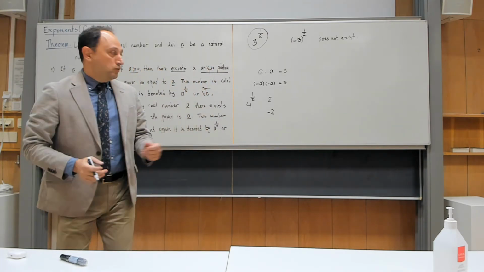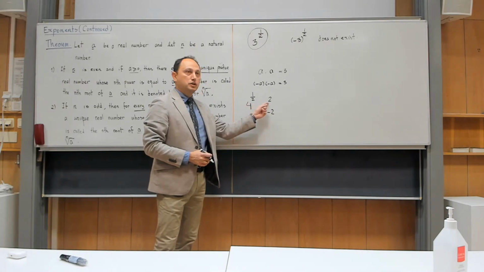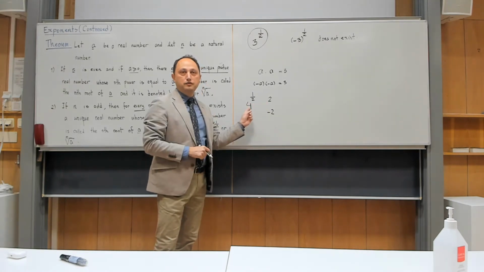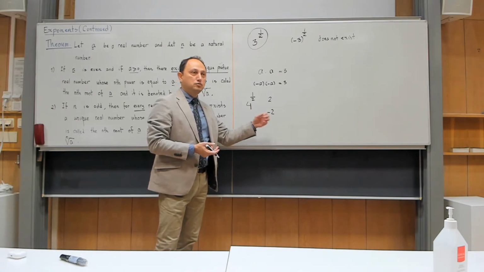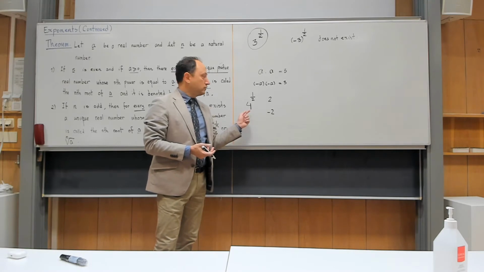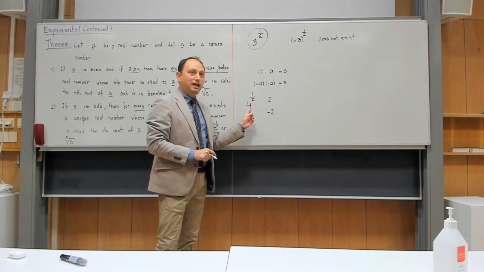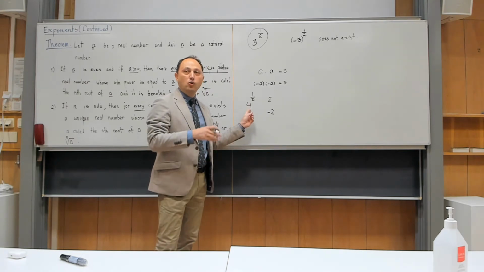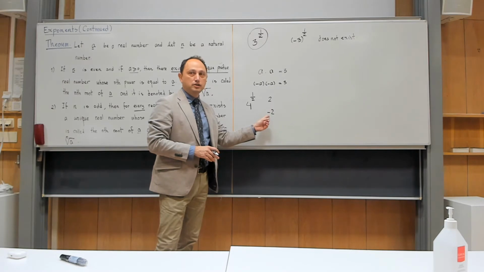Do you see? Why is this 2? Why is the answer to this 2? Because 2 multiplied by itself is 4. But minus 2 has the same property. Minus 2 multiplied by minus 2 is again 4. Why do we say the answer is 2? If you put this in the calculator 100 times, all the time you will get 2. You will never ever get minus 2.